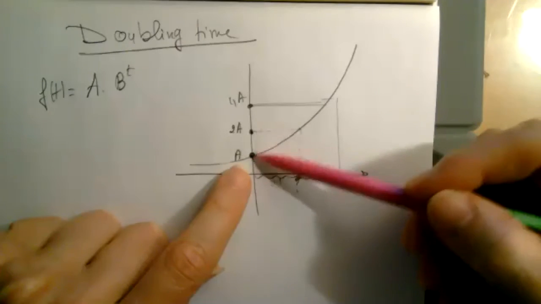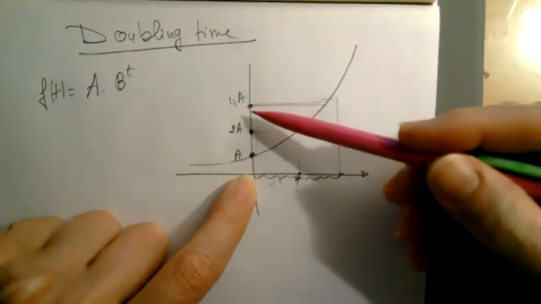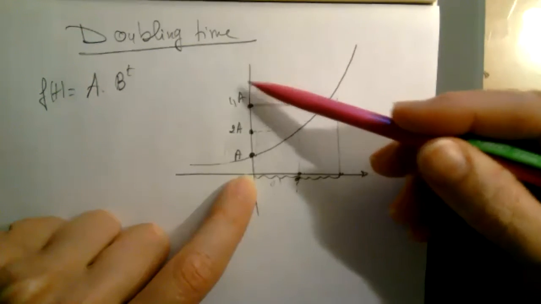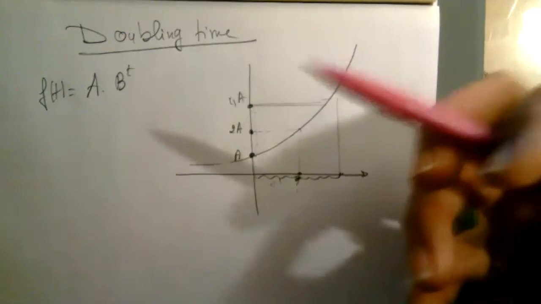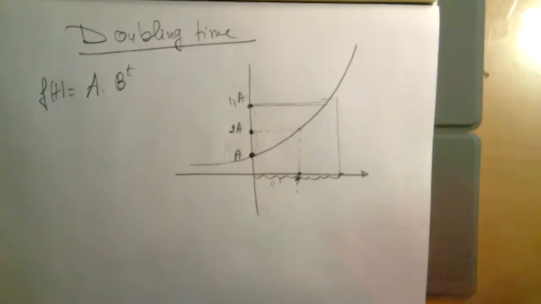So the time to go from A to 2A, if it's an exponential growth, will be the same time to go from 2A to 4A, and the same time to go from 4A to 8A. So the doubling time really is constant. So how to find the doubling time?